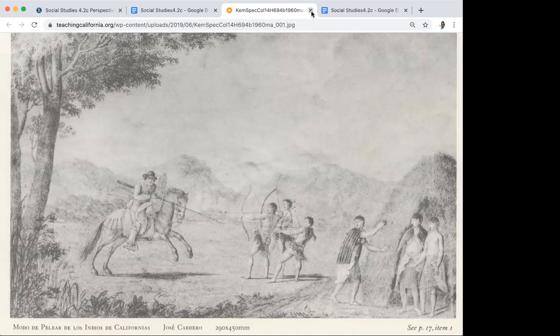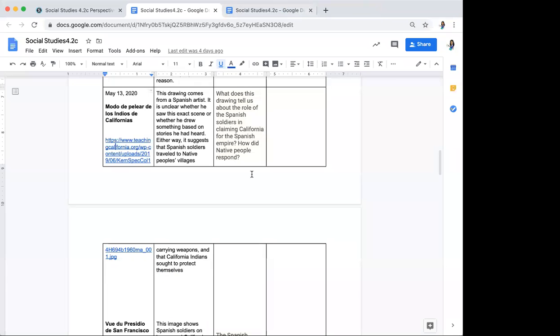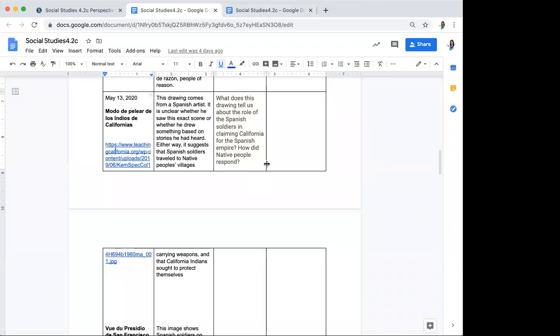So when you're done looking at that image, you're going to go back and answer the questions. What does this drawing tell us about the role of the Spanish soldiers when they were claiming land for the Spanish Empire, and how did the Native people respond? So in that picture, how did they respond specifically?